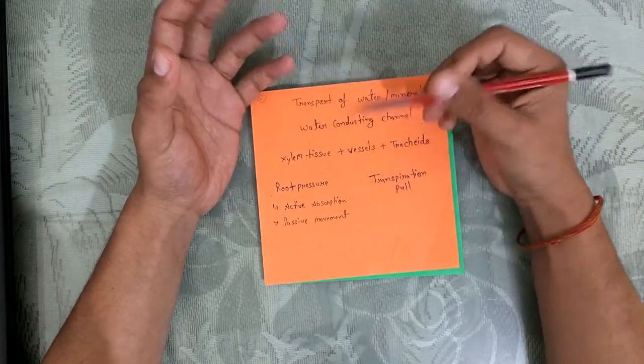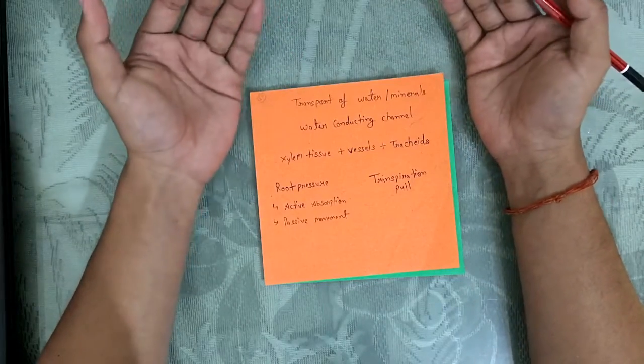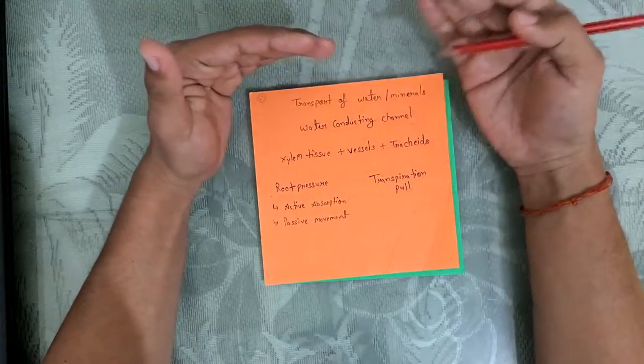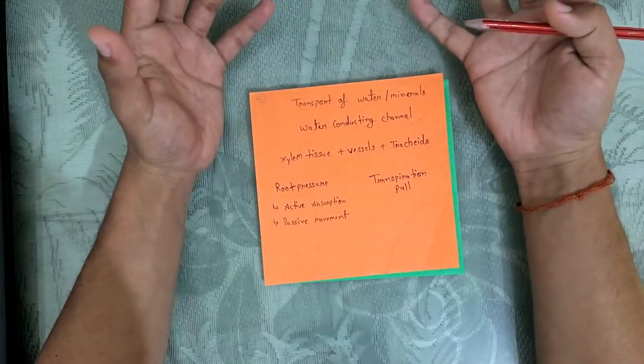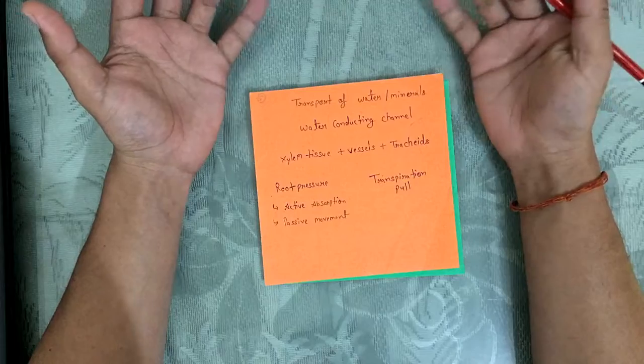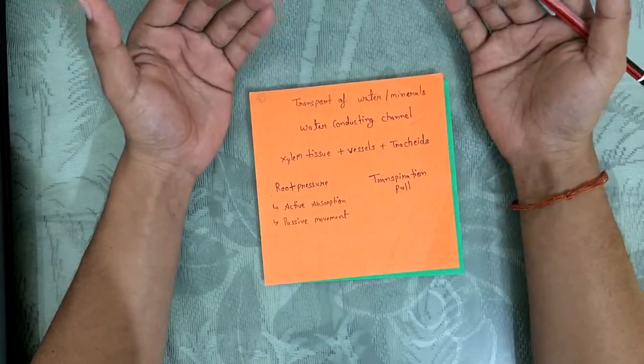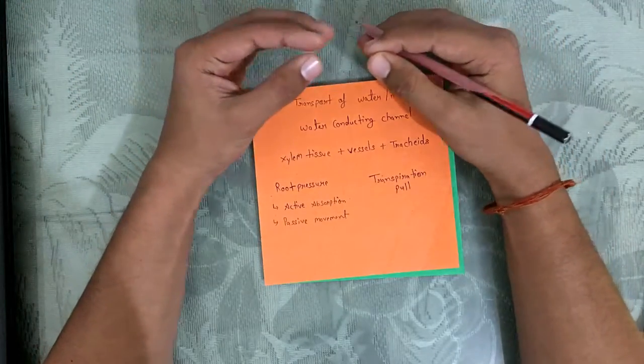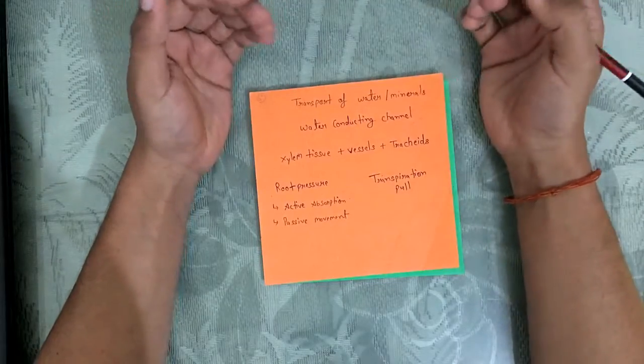In active absorption, what the root actually does is, when their root cells are in contact with the soil, they actively absorb ions from the soil. So active absorption means they use energy for that. They use energy, so it costs them energy.